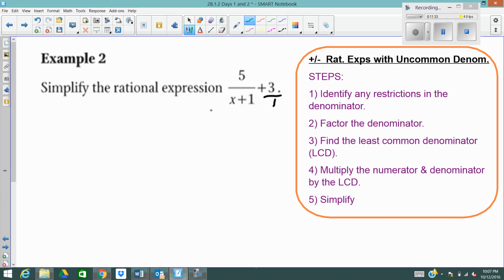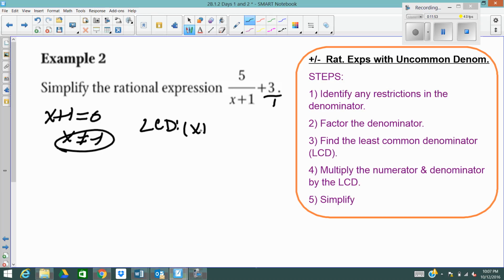So x plus 1 is the only thing that has a variable. I'm going to set that equal to 0 to get my restrictions on x. X cannot equal -1, because when it does, -1 plus 1 is 0, and that's no good. So now I'm going to find my LCD. I need an x plus 1 because my first denominator is x plus 1. I also need that 1, but 1 times anything is just itself, so no need to write it.